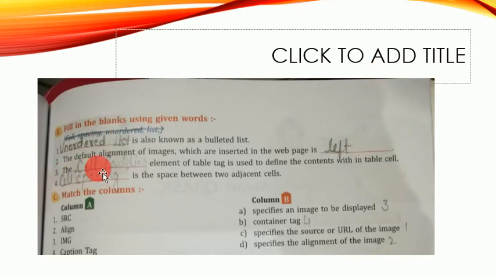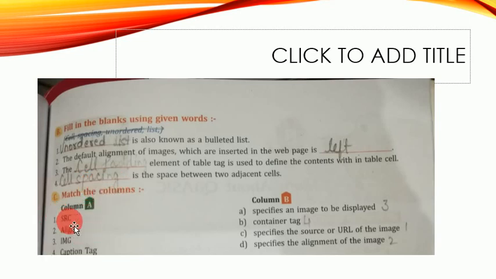Next is: the dash element of the table tag is used to define the contents within a table cell. It is cell padding. Okay, dash is the space between two adjacent cells. The space between two cells is called cell spacing.